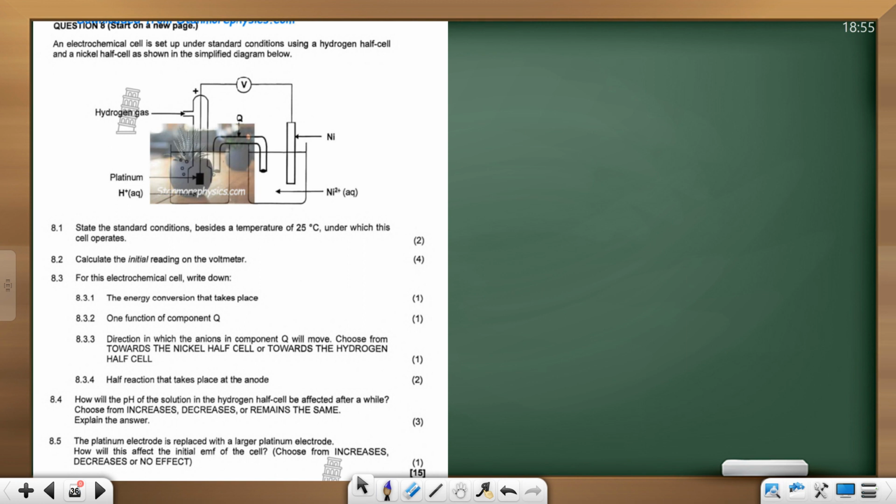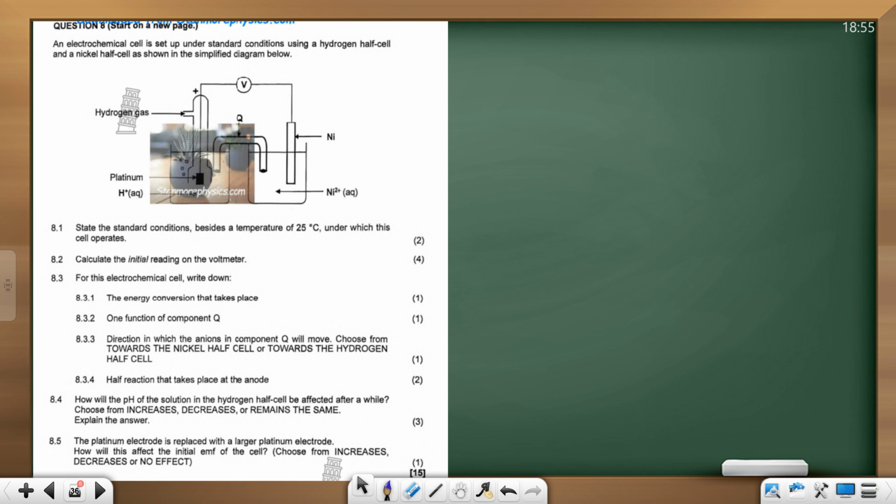All right. State the standard condition besides a temperature. I said you should use 298. That's Kelvin. It's 298 Kelvin. That's the standard temperature, that is the 273. If you add 273 to 25, you get what? 298.